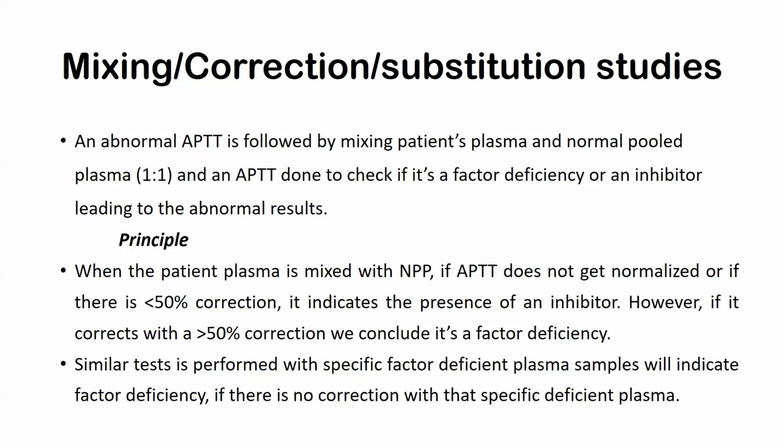So what we do is that similar tests are performed with specific factor-deficient plasma samples to check which factor is missing. Basically, in the lab we usually have commercially prepared, or you can also prepare it in the lab, a factor 8 deficient plasma and a factor 9 deficient plasma. And then you do similar mixing studies. Right?